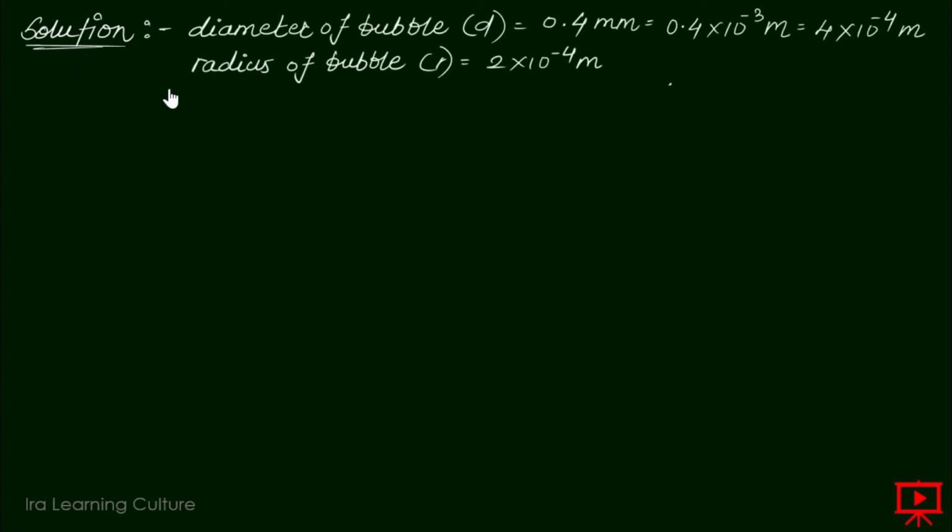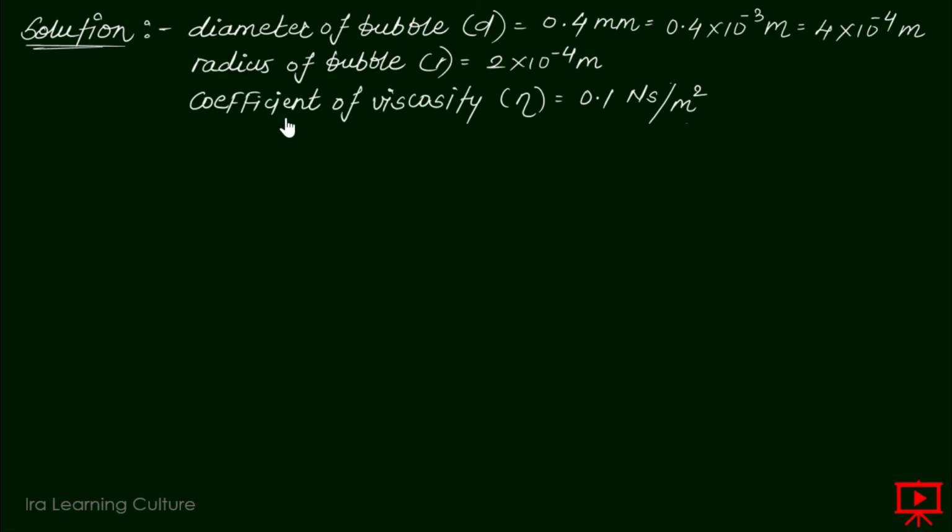So let's solve the final solution of the problem. It is given that the diameter of the bubble, which is d, is equal to 0.4 mm, which can be written as 0.4 into 10 raised to minus 3 meter, and also can be written like 4 into 10 raised to minus 4 meter. Now if we know the diameter, we can find the radius easily, that is d by 2, which is 2 into 10 raised to minus 4 meter. Coefficient of viscosity of the given liquid, that is eta, is given here: 0.1 Newton second per meter square.